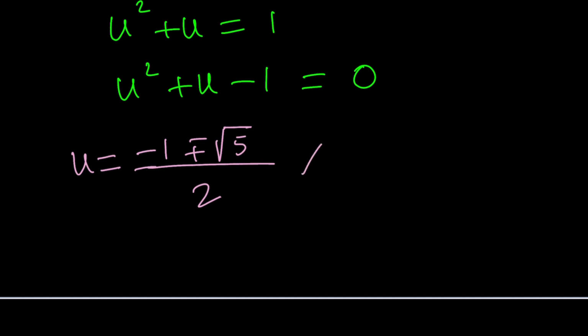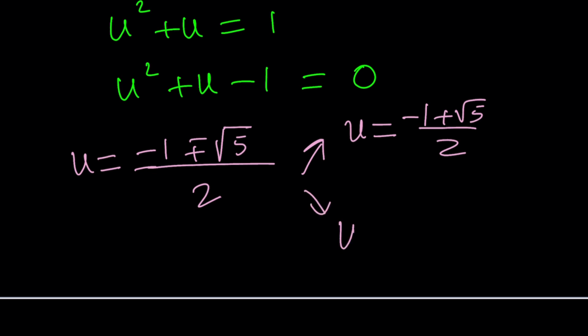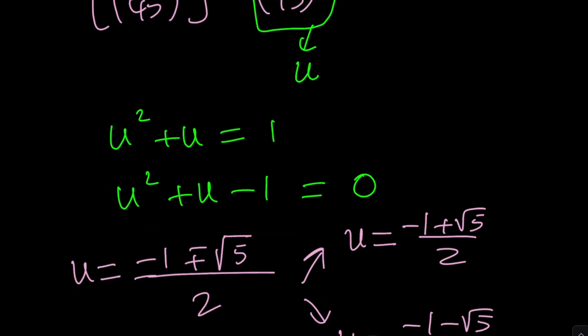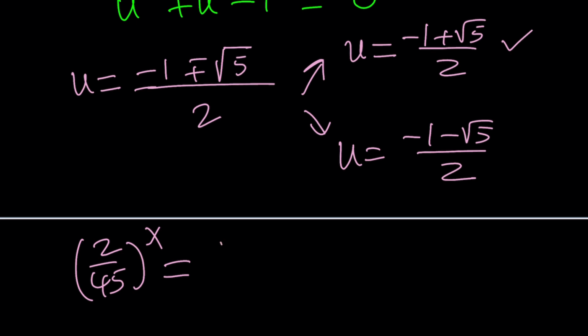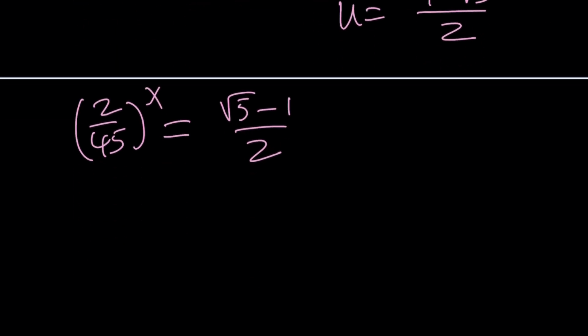This is u, but there are two u values. These are the values of u. And then we're going to set these equal to what? What is u? 2 over 45 to the power x. Let's start with this because that seems more positive, isn't it? So we're going to set it equal to this. And can I write it like that? Because it looks more golden ratio-ish.